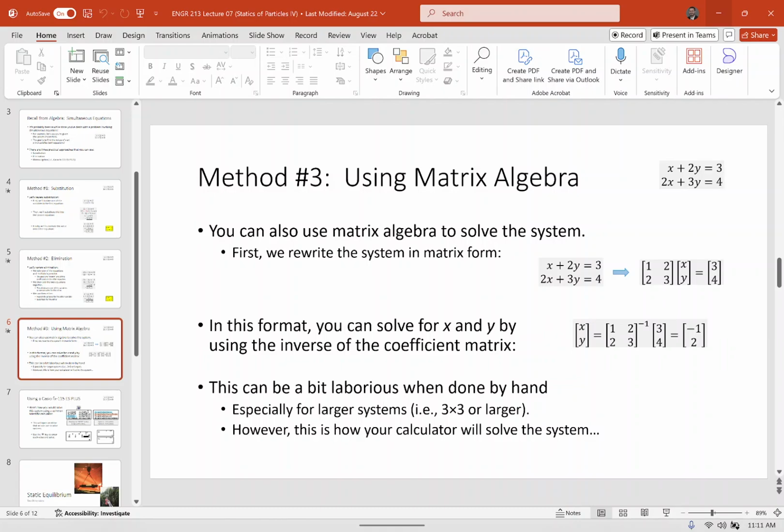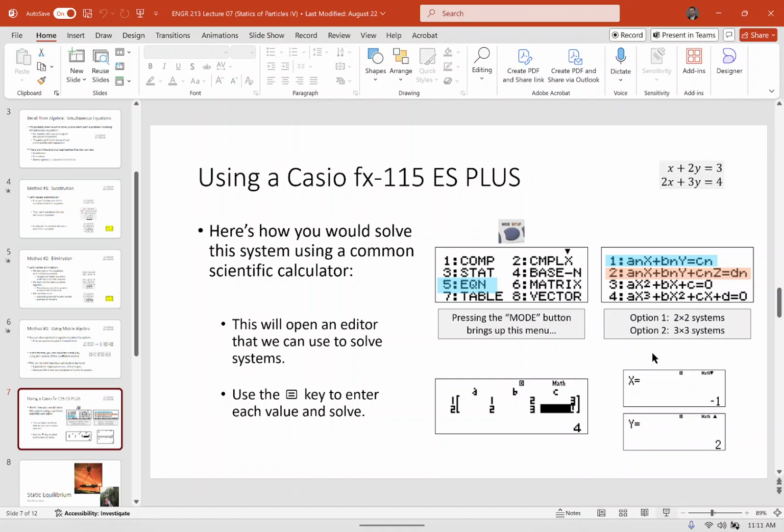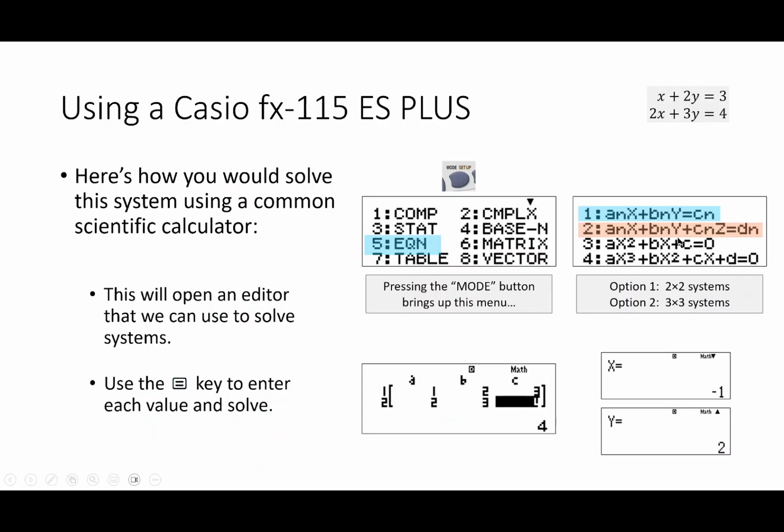So let's show you how to do it with a Casio. The way it works is you hit the mode button, which brings up this menu right here. Whenever you're standardly operating the calculator, you're in mode 1. That's the computation mode, so if you just want to do some basic math, that's mode 1. Once you're done with this, hit mode 1 and you're back to regular mode. We're going to go to mode 5 for equation solution, and it gives you 4 options.